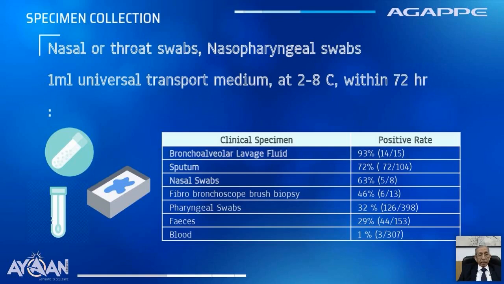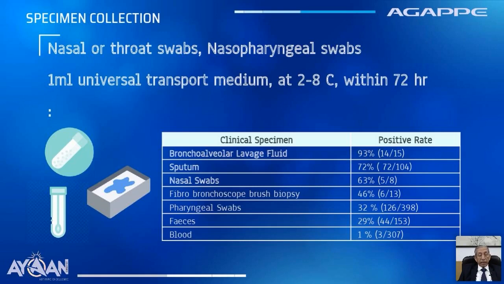Then the swab is taken and it is transported in the universal transport medium. 1 mL of transport medium is used and that is kept at 2 to 8 degrees centigrade, that is, ice should be there, and this way we can keep it only 72 hours maximum. If you want to keep this specimen longer than that, we have to keep it at minus 80 or something like that. Therefore, the specimen collection as well as transportation is absolutely necessary.